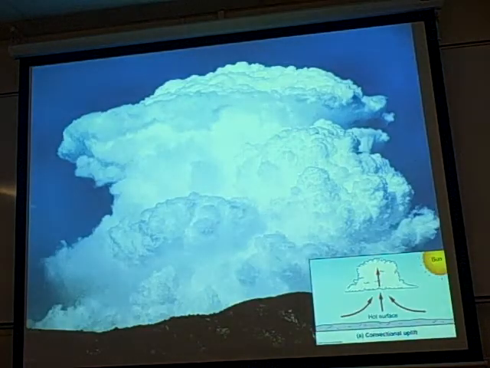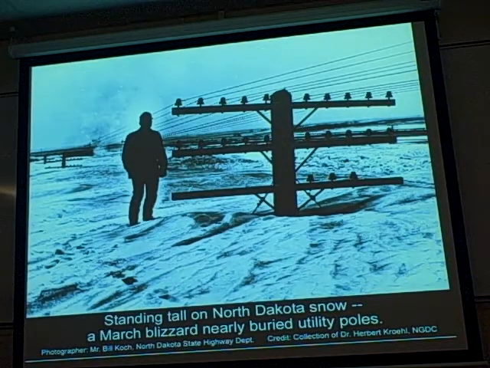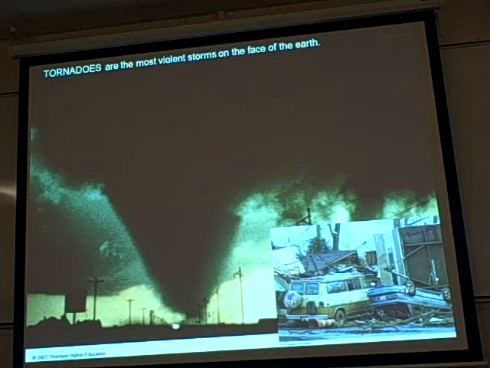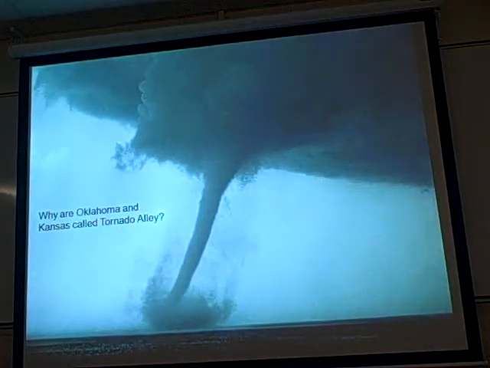Here's some more depictions or definitions. Can't remember where I dug this photo out of, North Dakota snowstorm, but that's a lot of snow. Tornadoes are the most violent storms on the face of the earth. I think that's a quiz question. Far more in the United States here. Oklahoma and Kansas, they're called Tornado Alley. We'll talk more about that later.